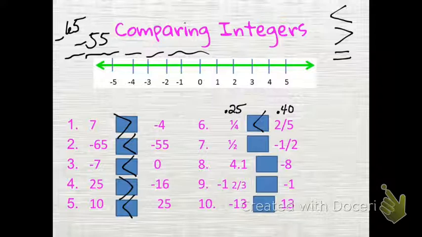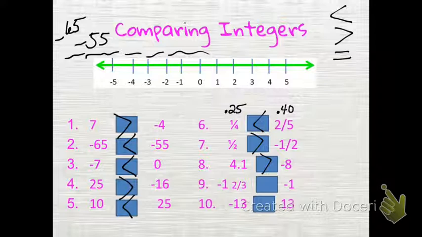Okay? Now, how about 1/2 and negative 1/2? 1/2 is bigger. 4.1 and negative 8. Because every positive number is bigger than every negative number. How about 2/3 and negative 1? Negative 1.